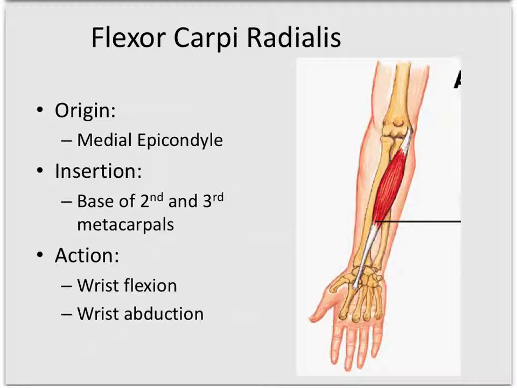One thing you're going to note is that the flexor carpi radialis as well as the extensor carpi radialis longus are both wrist abductors, which is shown right here. That's important to note. And both of the ulnaris muscles are wrist adductors. That'll make it easier for you to remember.